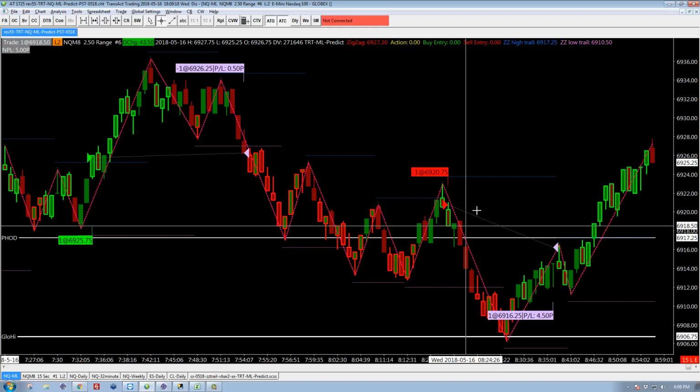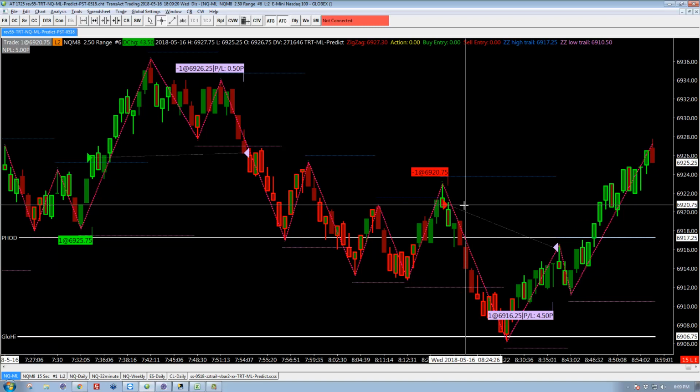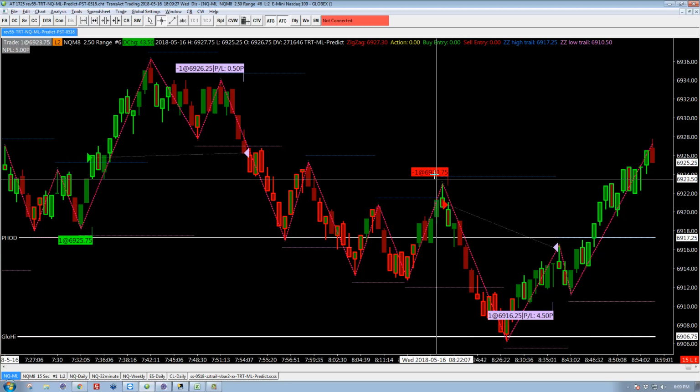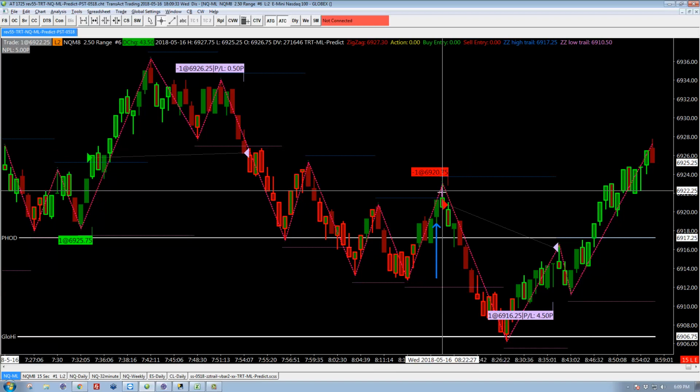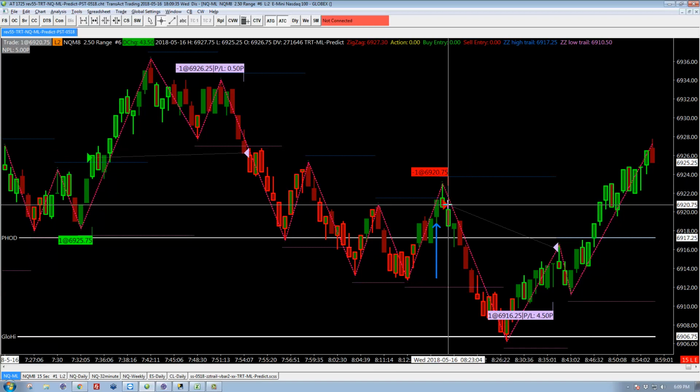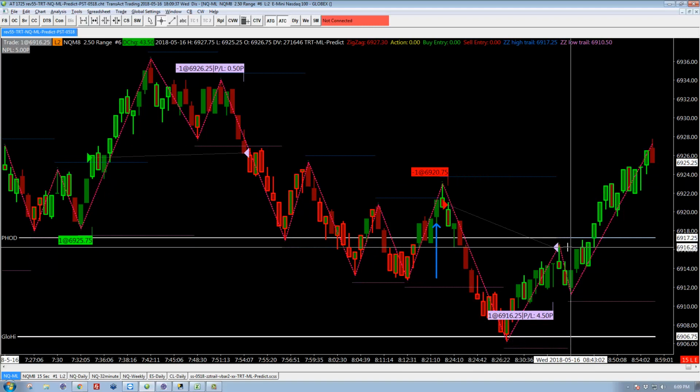Okay, so then we get short here. That looks like a failed break. So I don't have the code, but breaking higher there, prediction is failure, so we wait for the next down bar and get in right there. And we get 4.5 points.